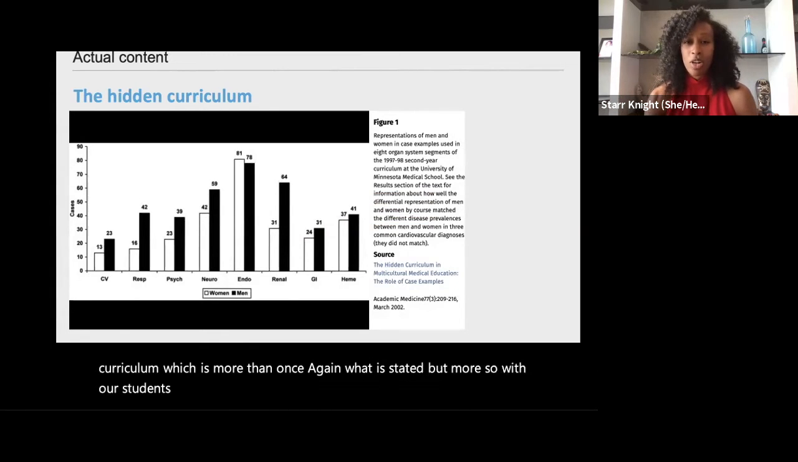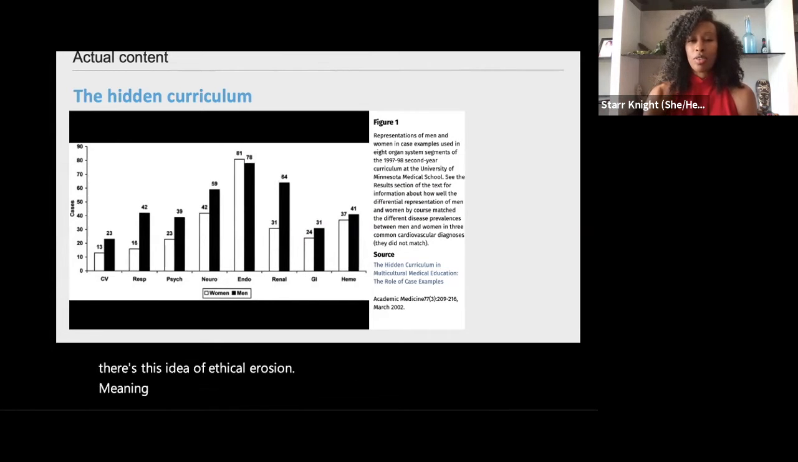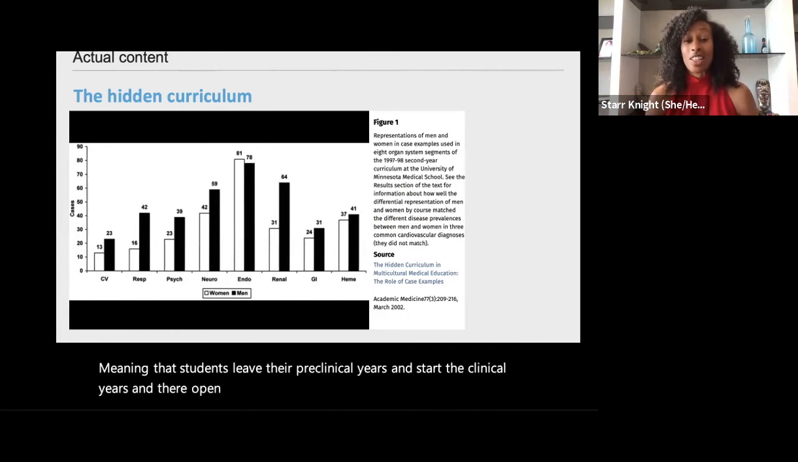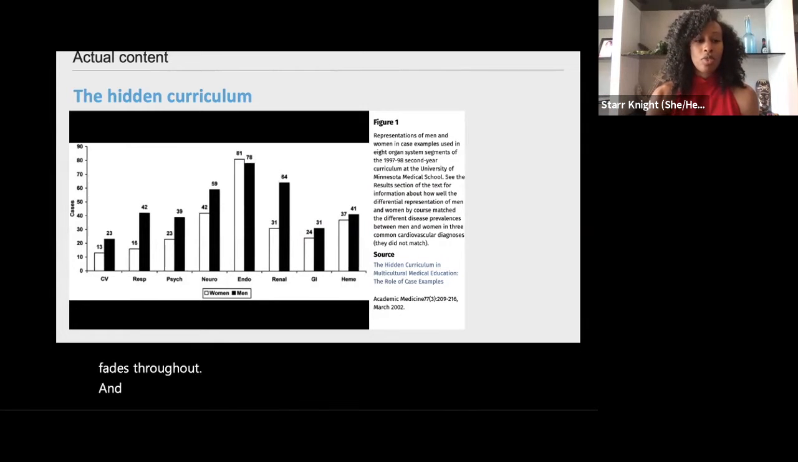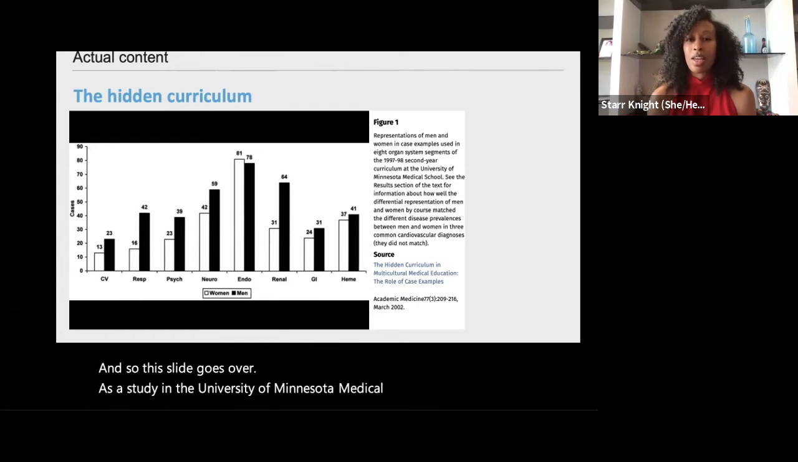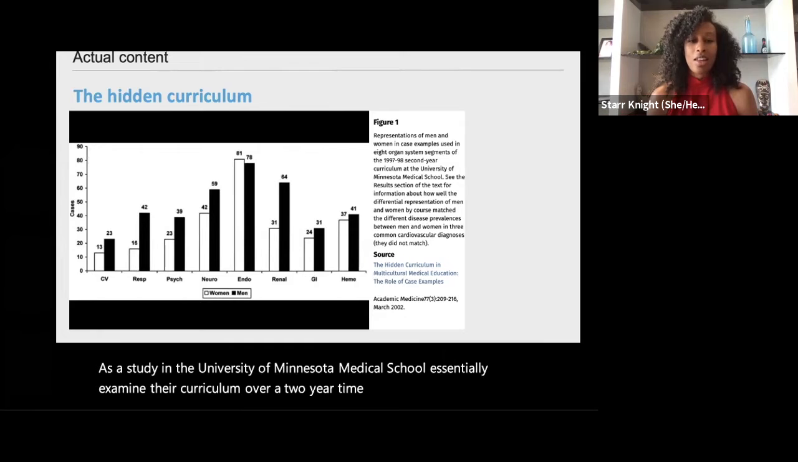I was just going to say one other thing, that there's this idea of ethical erosion, meaning that students leave their preclinical years and start their clinical years, and their open-mindedness, their intellectual curiosity, unfortunately fades through that. So this slide goes over a study where the University of Minnesota Medical School essentially examined their curriculum over a 2-year time span, and they looked at the variety of cases embedded in their curriculum.